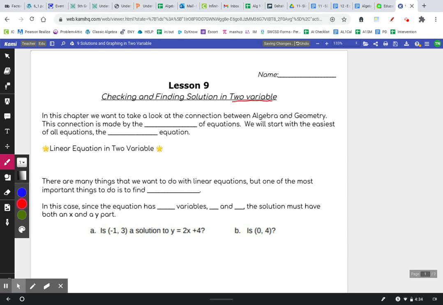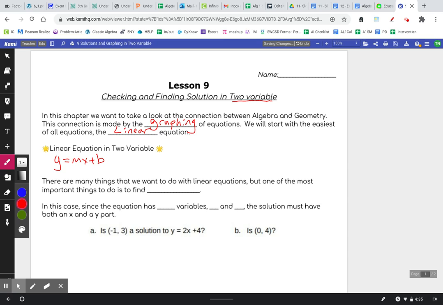It says, in this chapter, we want to take a look at the connection between algebra and geometry. This connection is made by the graphing of equations. It says we will start with the easiest of all equations, which is the linear equation. Linear equations in two variables. There are many forms of this. The most popular form that you have already been exposed to is y equals mx plus b.